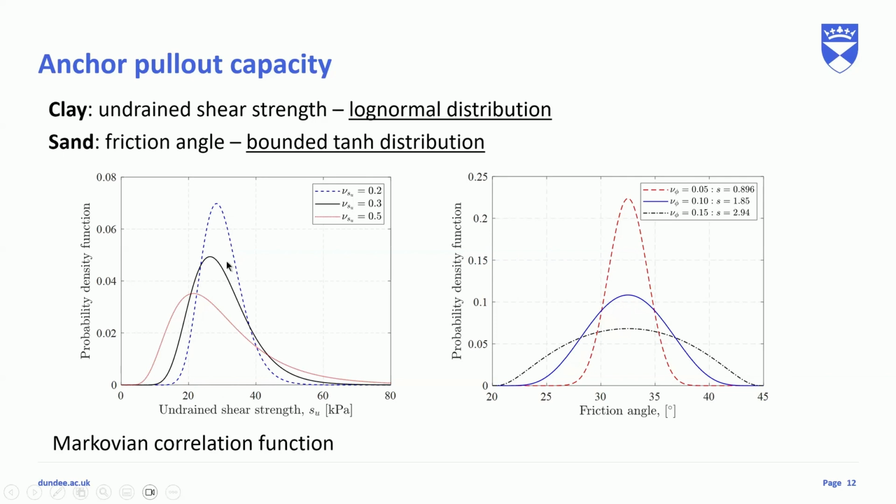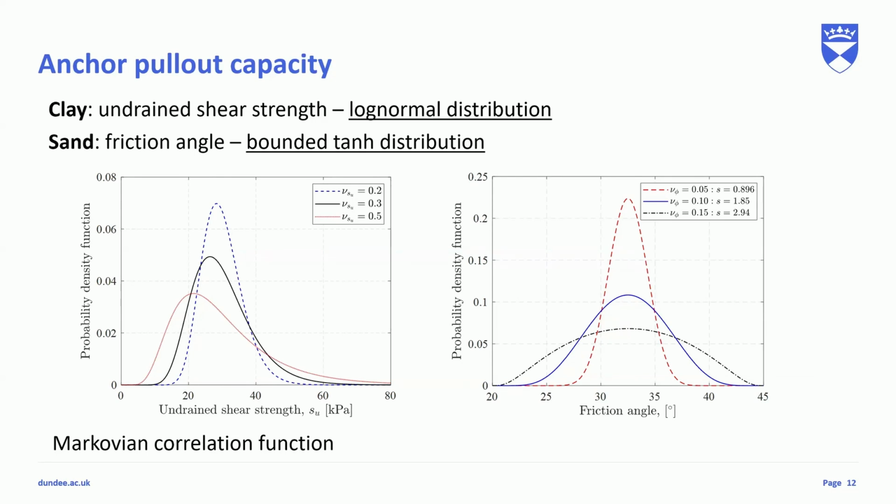And we can also just keep the mean. For the undrained strength, the mean is 30 kilopascal. And the coefficient of variation, which is the ratio of the standard deviation to the mean value, we change the value. For undrained strength it is normally between 0.2 to 0.5, and for the friction angle it is 0.05 to 0.15. So this is the distribution. We know the mean, we know the standard deviation, and also the distribution type.